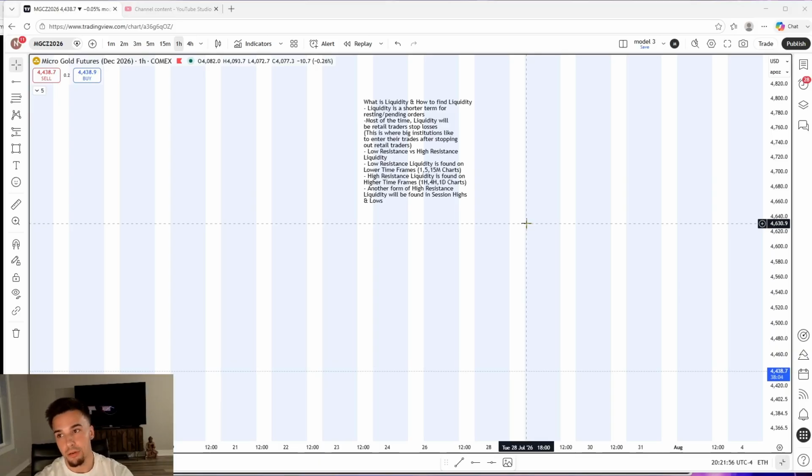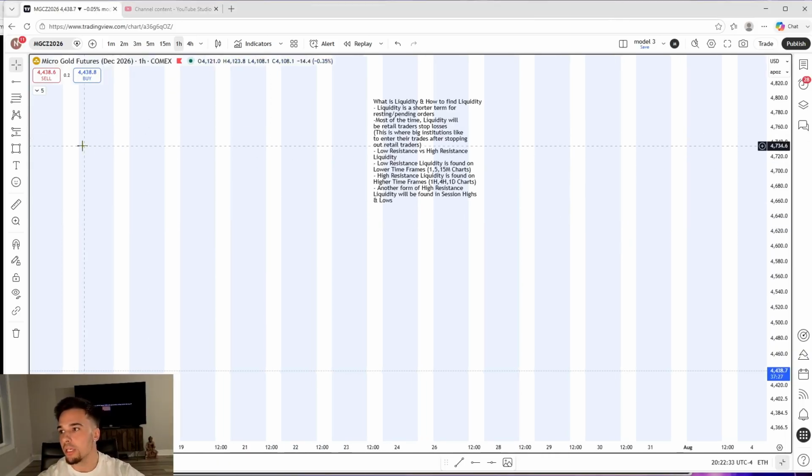There are two different forms of liquidity: low resistance liquidity and high resistance liquidity. Low resistance liquidity is usually found on lower time frames, either the 1 minute, 5 minute, 15 minute, and so on. High resistance liquidity is usually found on the higher time frames, like the 1 hour, 4 hour, and daily chart. Another form of high resistance liquidity is found in your session highs and lows: your New York session highs and lows, Asia session highs and lows, as well as London session highs and lows. So that's a quick breakdown of what liquidity looks like.